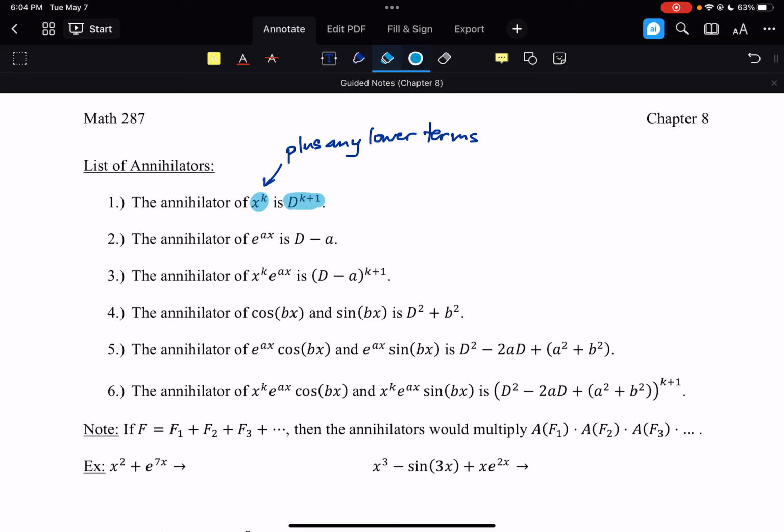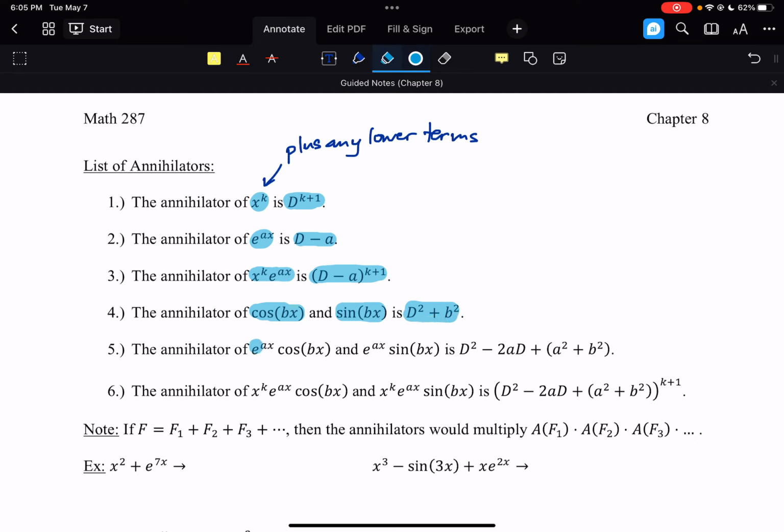The annihilator of e to the ax is D minus a. We can start combining different functions. If we have x to the k times e to the ax, that annihilator is D minus a to the k plus 1. The annihilator of cosine of bx and sine of bx is the same, actually. It's D squared plus b squared.